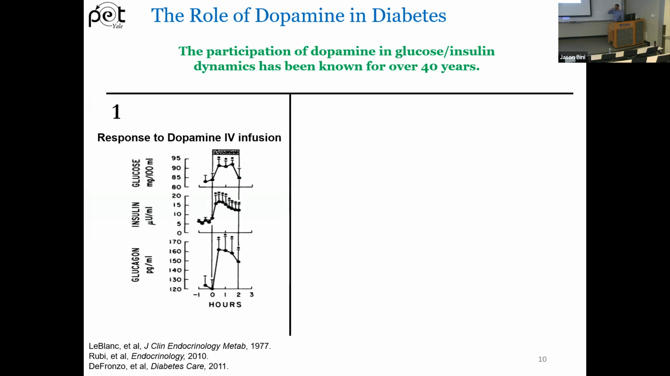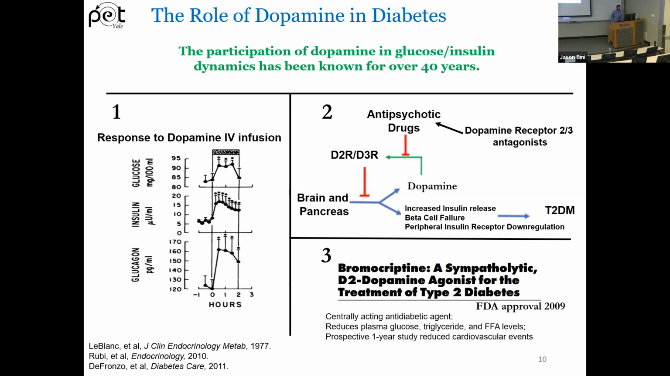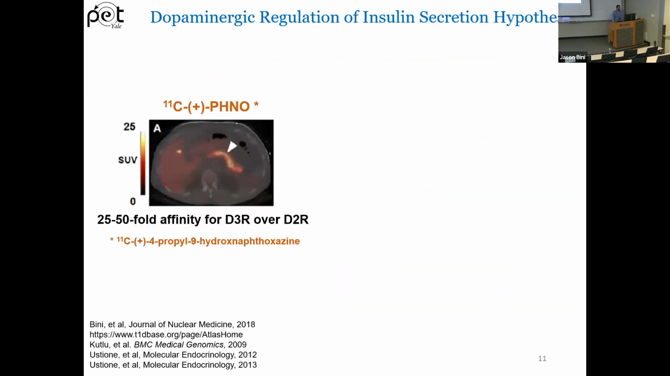Just one example is if you infuse dopamine IV, you get these responses in glucose, insulin, and glucagon. Antipsychotic drugs have for a number of years caused diabetic symptoms by being antagonists of the dopamine receptor. Whether that's central or peripheral mainly is up for debate, but it eventually causes beta cell failure and downregulation of the insulin receptor, leading to some diabetic symptoms. And then bromocriptine as a D2 agonist has actually been used as a centrally acting anti-diabetic agent. So the role of dopamine centrally and peripherally has actually been studied for a while.